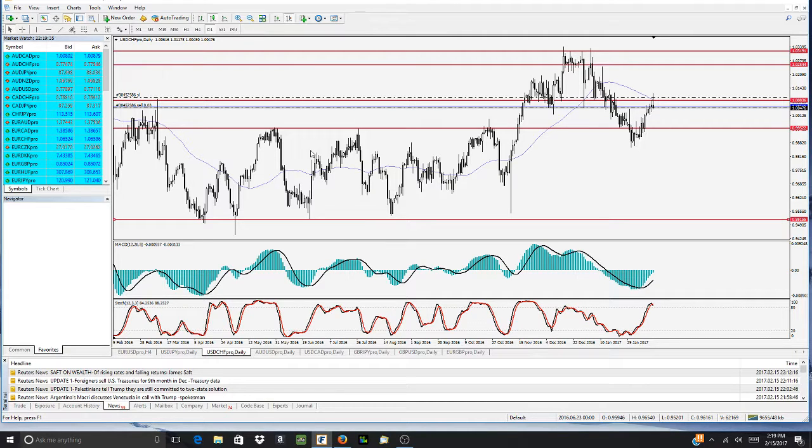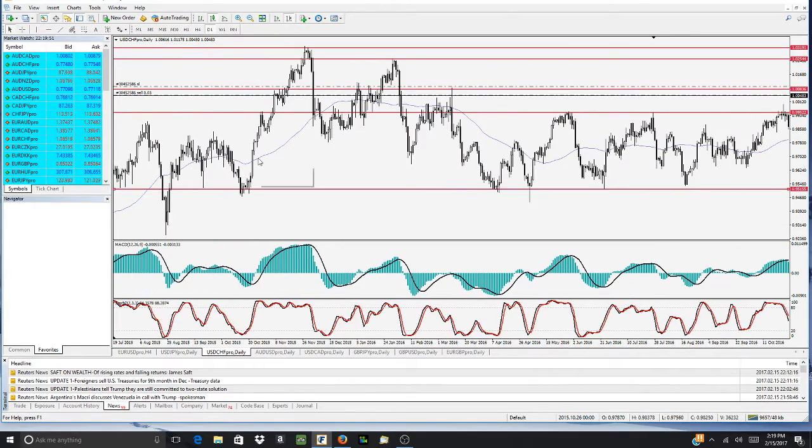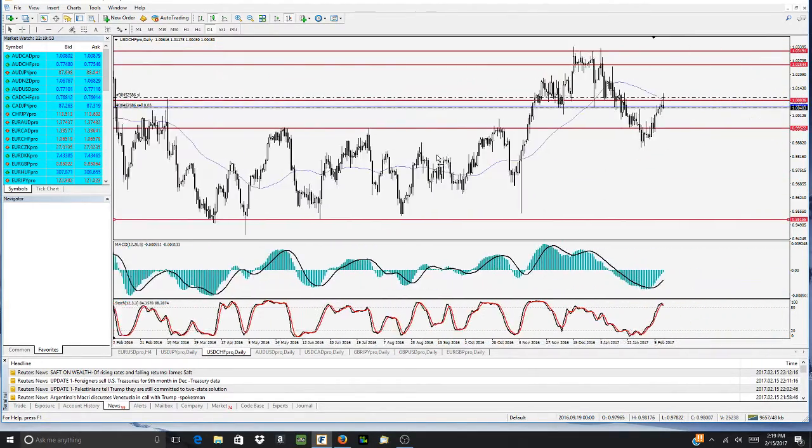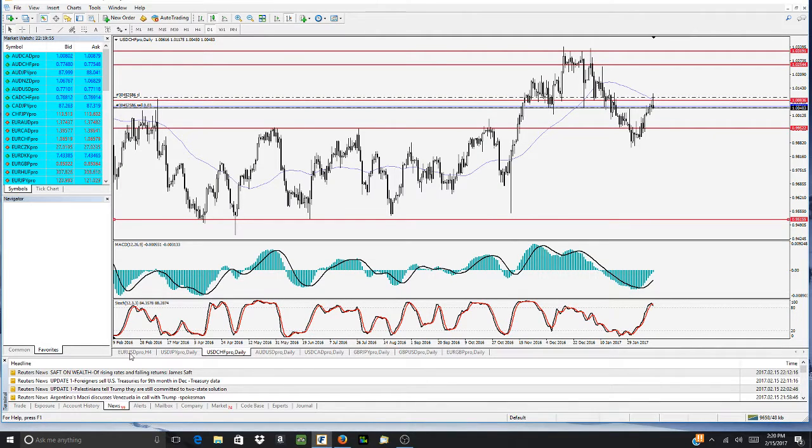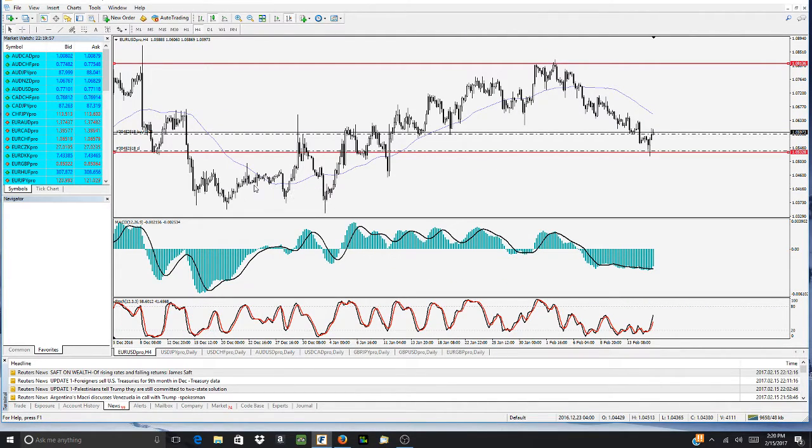So those are significant areas, and support is always supporting the price going down, and resistance is always going up because it's resisting price action. You can take a look at some of my support areas and resistance areas. Now I'll show you the Euro USD as well.